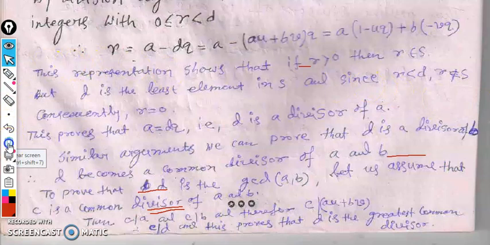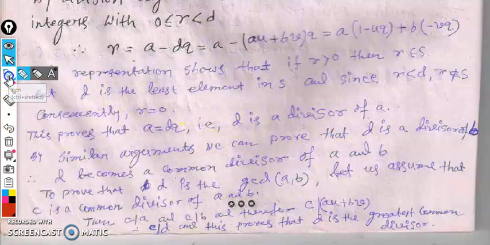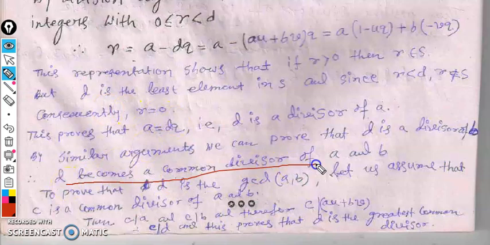Since a equals dq and b equals dq, it represents that d is a divisor of a as well as a divisor of b. That means d is a common divisor of a and b, because d divides a and d divides b.